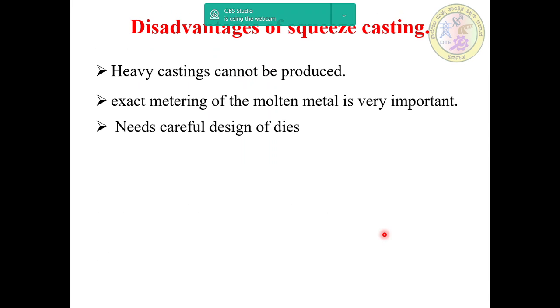Next, these are the disadvantages of squeeze casting. In this, heavy castings cannot be produced. This is one main drawback. And then exact metering of the molten metal is very important, and it needs careful design of dies.